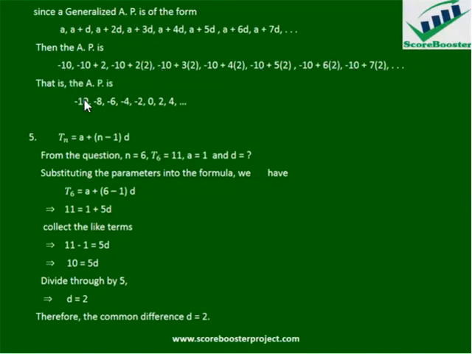The first term is minus 10. Minus 10 plus 2 will give minus 8. Minus 10 plus 2 multiplied by 2 is 4, which is minus 10 plus 4, will give minus 6. Minus 10 plus 3 multiplied by 2, which is minus 10 plus 6, will give minus 4. Minus 10 plus 4 multiplied by 2 is minus 10 plus 8, which will give minus 2. Minus 10 plus 5 multiplied by 2 is minus 10 plus 10, which is 0, and so on. So that particular AP is minus 10, minus 8, minus 6, minus 4, minus 2, 0, 2, 4, and so on.